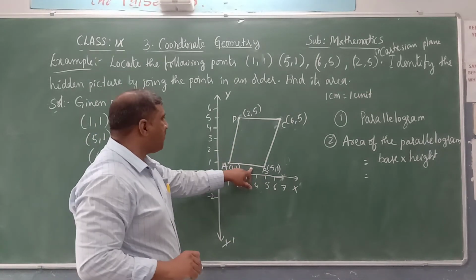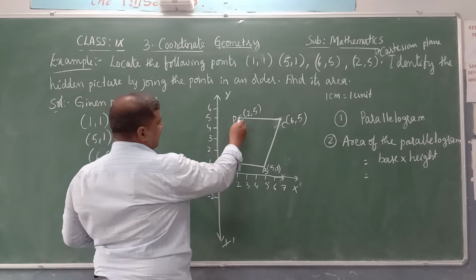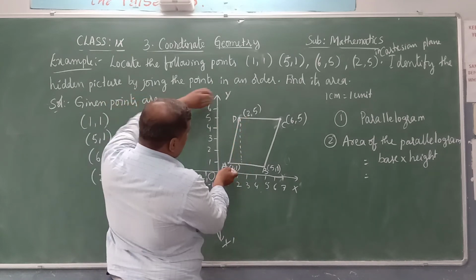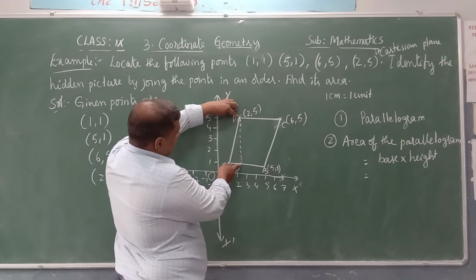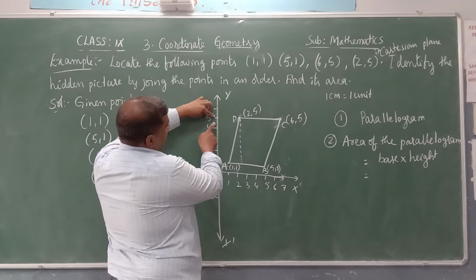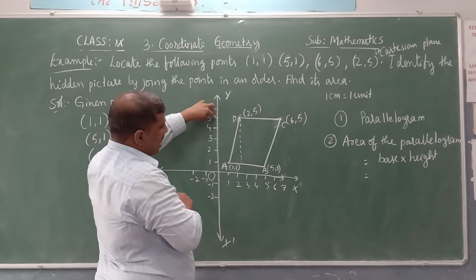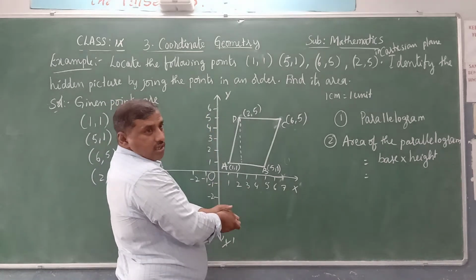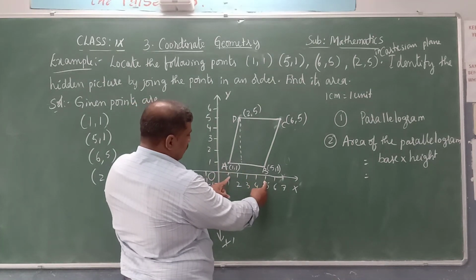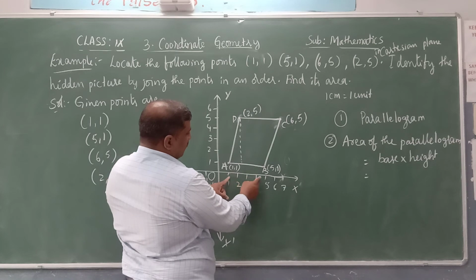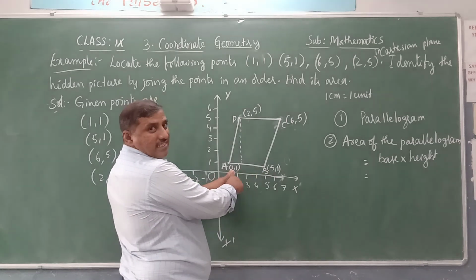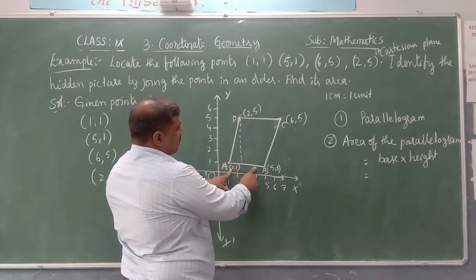Now here AB is the base. What is the perpendicular distance? Yes, this will give you the perpendicular distance. How much is it? This gives you how many units? 1, 2, 3, 4. 4 units is the height. And how many units is the base, AB? AB you see on the x-axis from 1 to 5. You subtract these x coordinates: 5 minus 1 is 4. So this length is equal to 4 units.